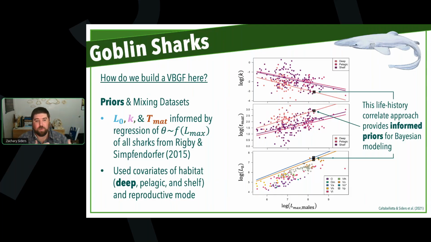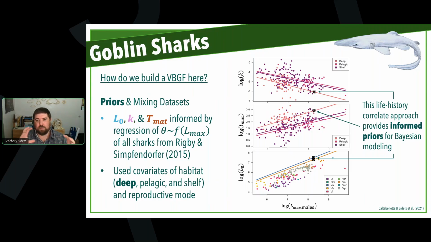In this case, we have this great data set compiled by Rigby and Simpfendorfer on shark life history traits and also some of their habitat and reproductive mode. We built some really simple regressions off of them, looking at the relationship between size at birth, the Brody growth coefficient, and age of maturity as a function of their maximum size. We then got maximum size from the literature for goblin shark males, which is the sex that we had, and applied it in this model, assuming that they're a deep shark and that they typically have an adelphophagic reproductive mode.